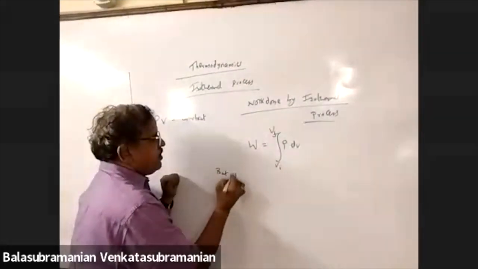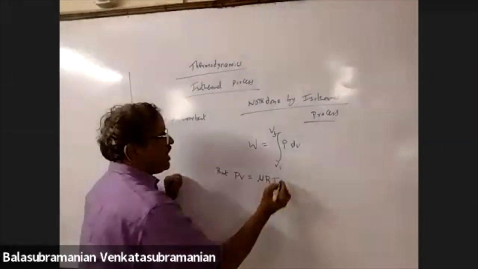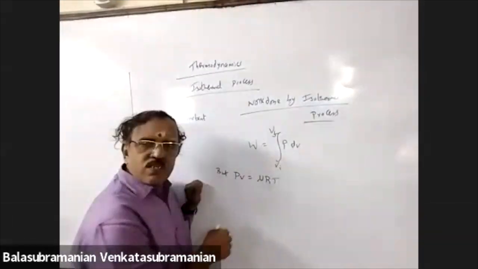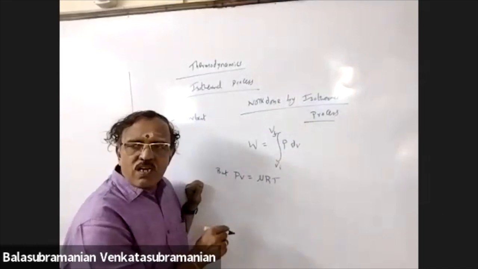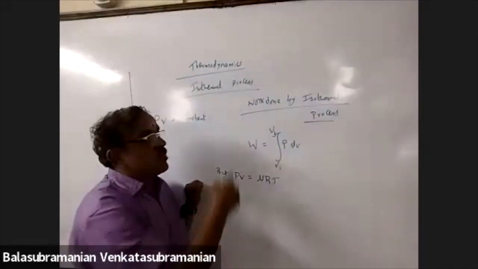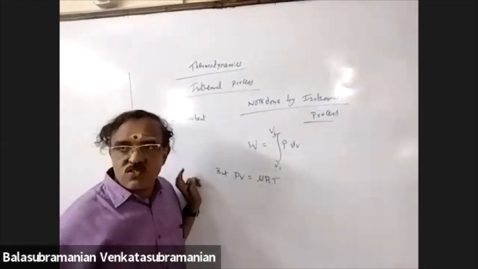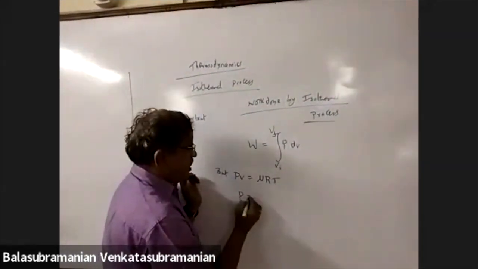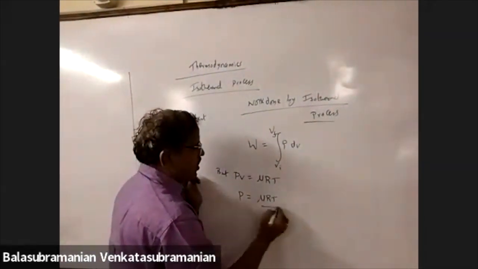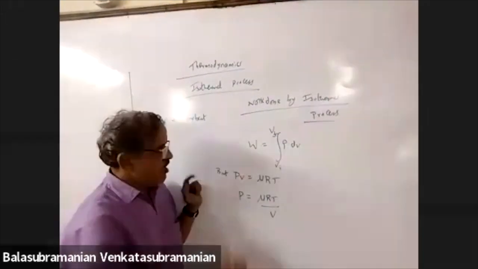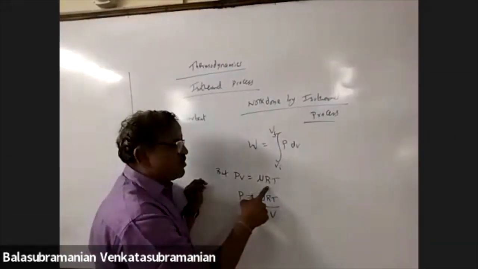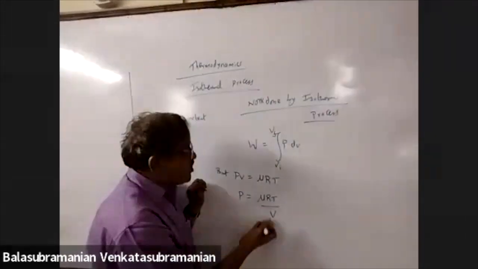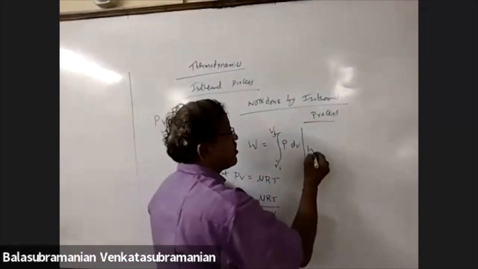But PV is equal to mu RT. This is the formula. Mu is the number of moles for a given gas, R is the universal gas constant. In an isothermal process, temperature is also a constant. T constant. From this equation, PV is equal to mu RT, so P is equal to mu RT by V. Substitute this value here. What will you get?